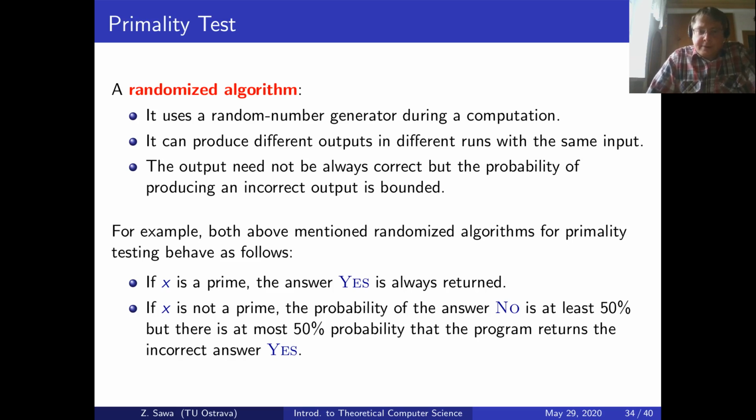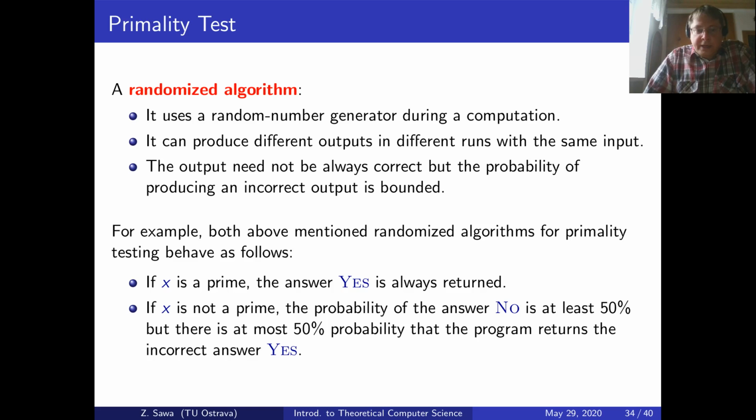They have some important properties. I will not describe precisely how these algorithms work, but the property they have is that in case the input x is really a prime, that is, the true correct answer is yes, the answer produced by the algorithm will always be correct. They will always say yes, this is a prime. So on primes they cannot produce a wrong answer.